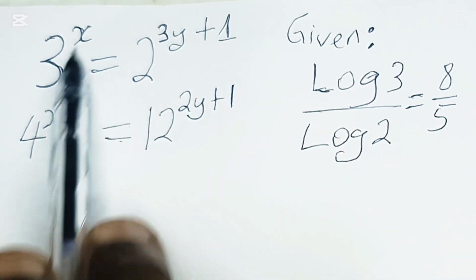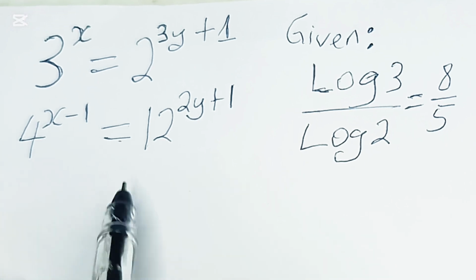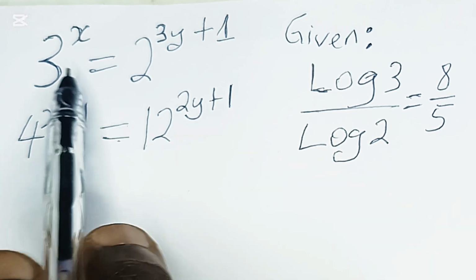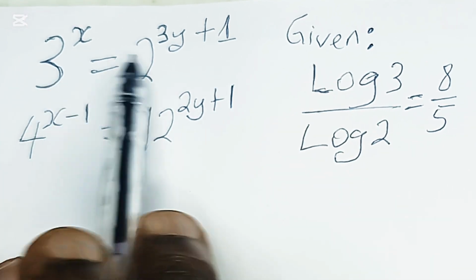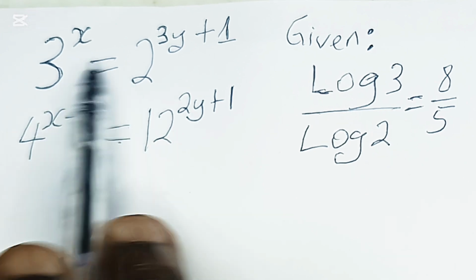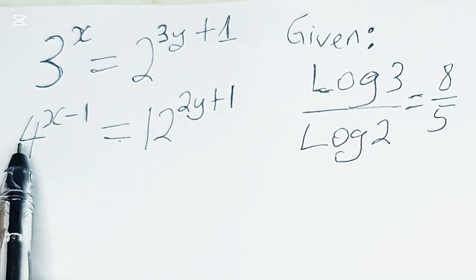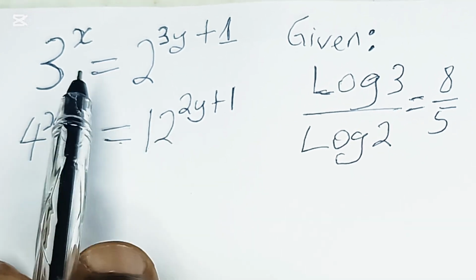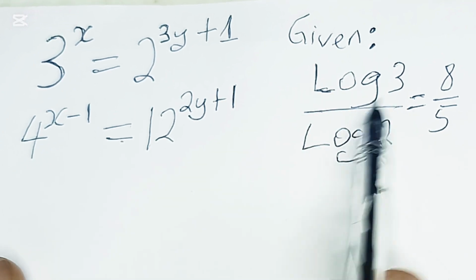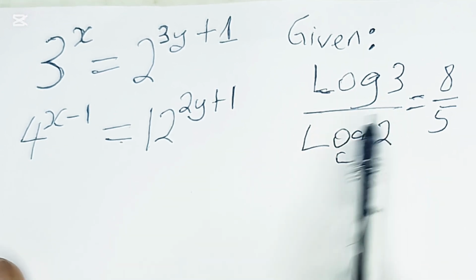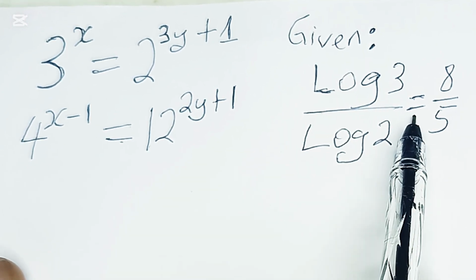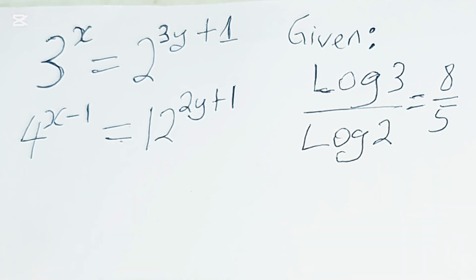Let's solve this equation. To solve this equation, we will first of all look at the base. These are having different bases. It's not the same base. These are also having different bases. Now, we are given that log 3 divided by log 2 is equal to 8 over 5.